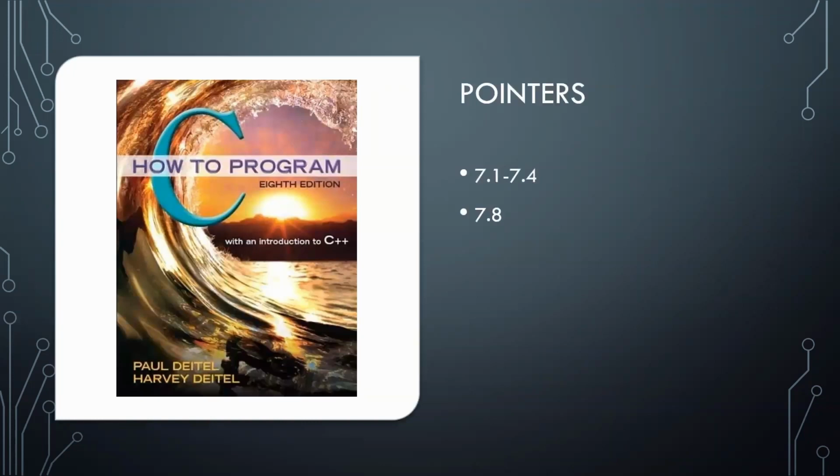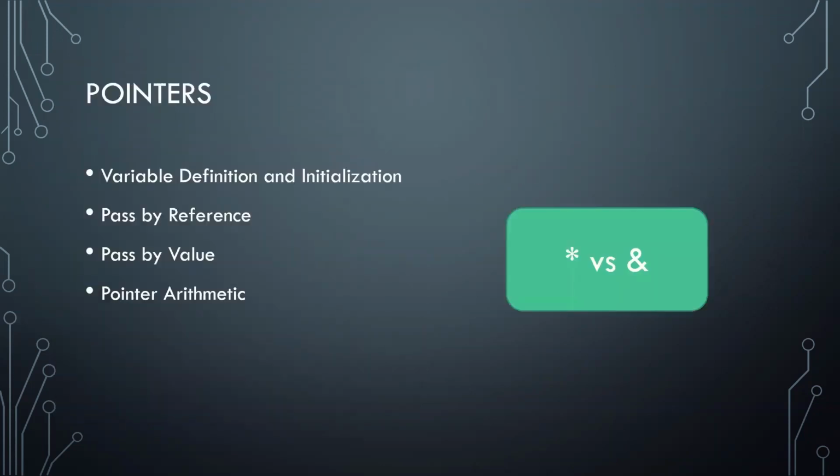Next, we looked at pointers, which covered 7.1 through 7.4 and additionally 7.8. We covered variable definition and initialization. We also talked about pass by reference versus pass by value, and a little bit about pointer arithmetic and what that meant. One thing to note is your asterisk versus your ampersand sign. Which one is the address and which one is actually the value? So make sure you know that one.